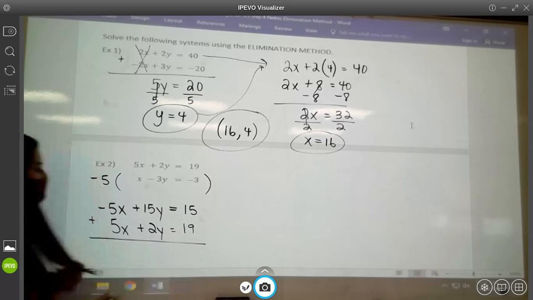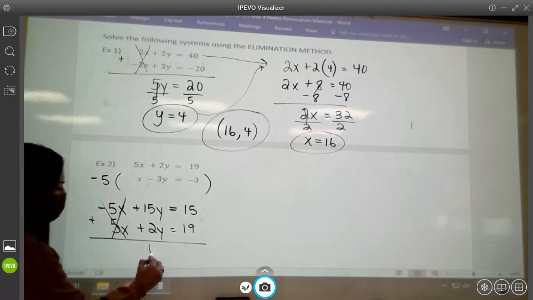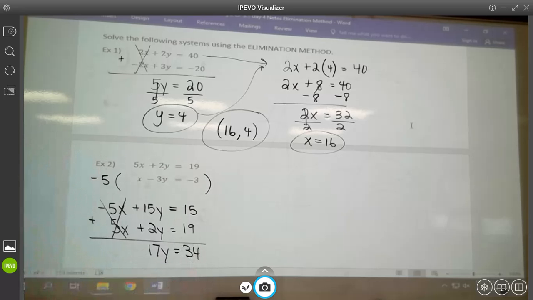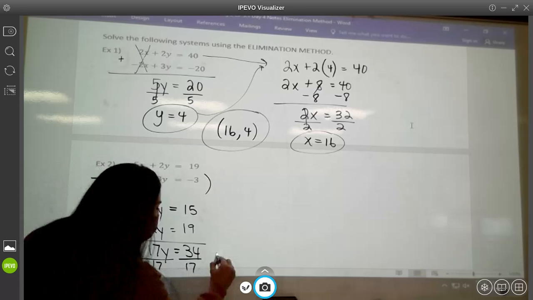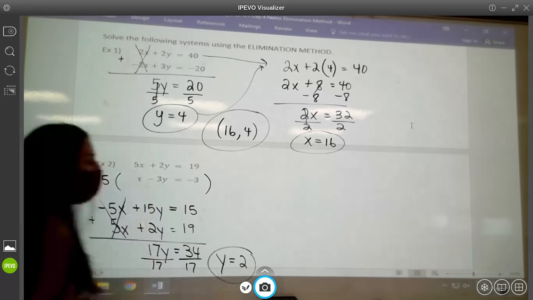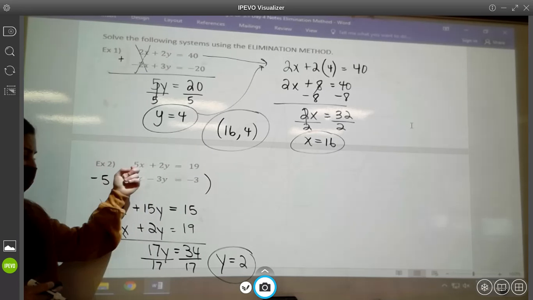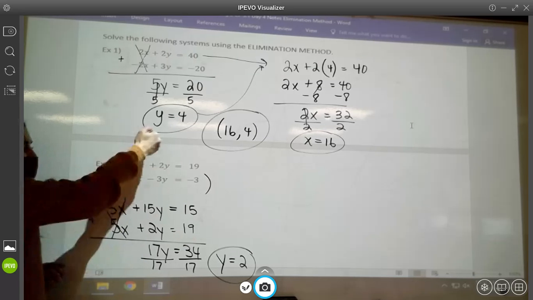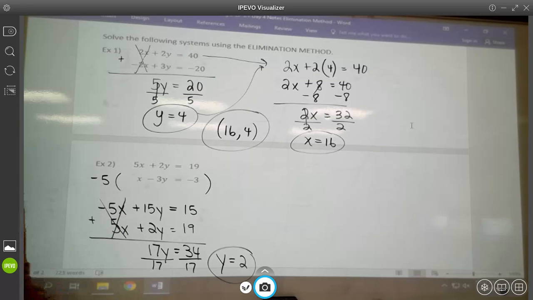Add them together. Let's see what happens. Our x's are eliminated. We get 17y's equals 34. Now all we have to do to get y by itself is divide by 17. And then we find out that y is 2. Perfect. So now we can get x by, like I said, you can plug it in here, solve for x, plug it in here, solve for x. Or guys, if you're like, I hate plugging in, then start over and eliminate y's this time by getting a 6y and a negative 6y. And then you don't have to plug back in if you don't want to.